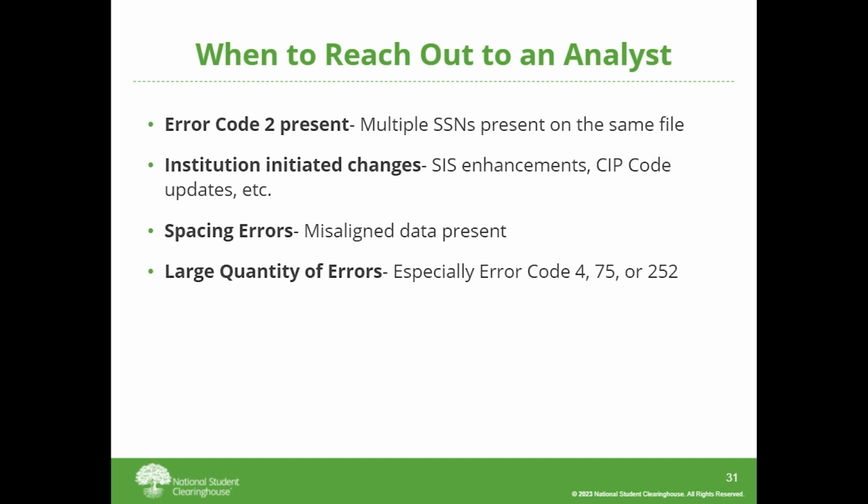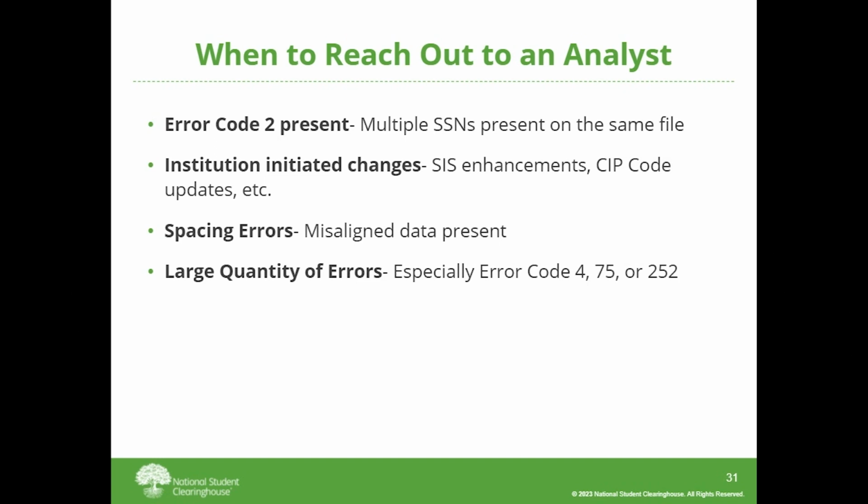In general, if you do encounter a large quantity of errors, you should contact the assigned analyst. This is especially true for the error code 4, 75, or 252. However, even in small quantities, accepting incorrect records with certain warnings, such as a 75 or a 252, could impact a student's enrollment record.